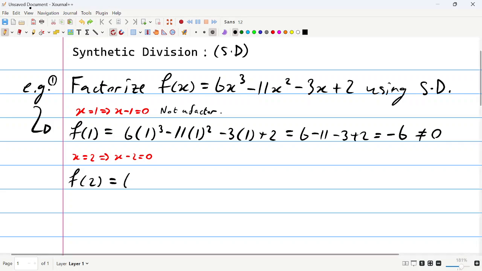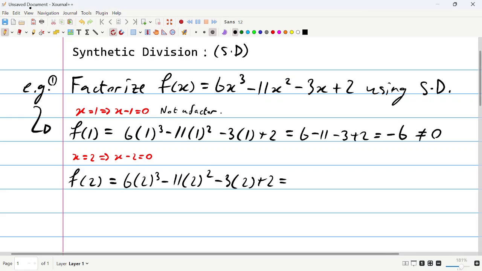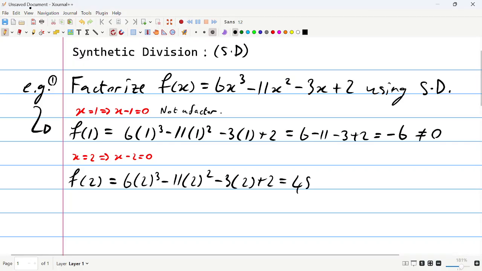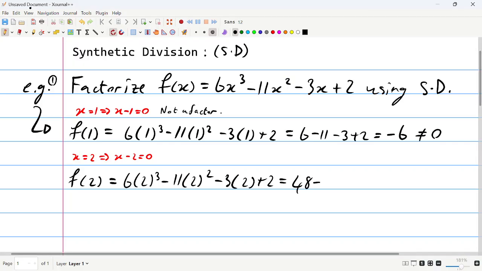So f of 2 would just be 6 into 2 cubed minus 11 times 2 squared minus 3 into 2 plus 2. Notice 6 times 2 cubed is just 6 times 8, which is equal to 48. Minus 11 times 2 squared, which is 11 times 4, which is 44. Minus 3 times 2, which is 6, plus 2. 48 minus 44 is equal to 4. 4 minus 6 is equal to negative 2. Negative 2 plus 2 is just 0.